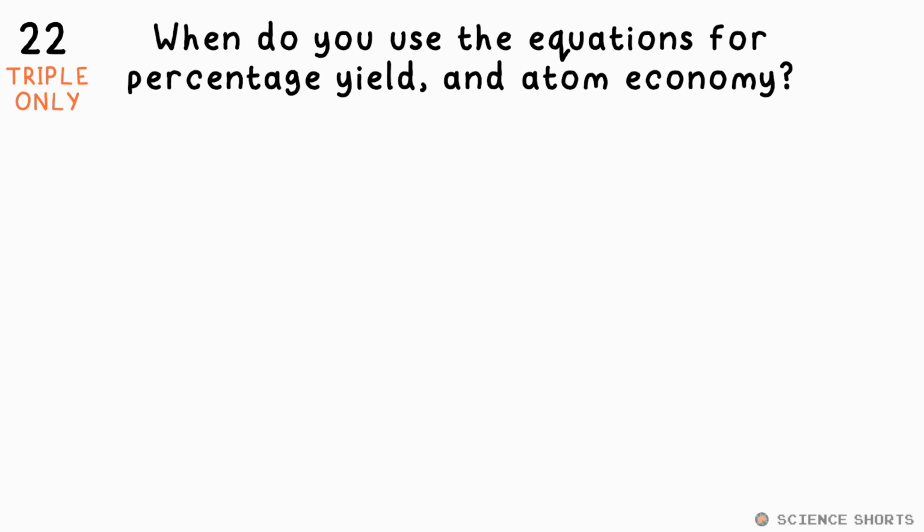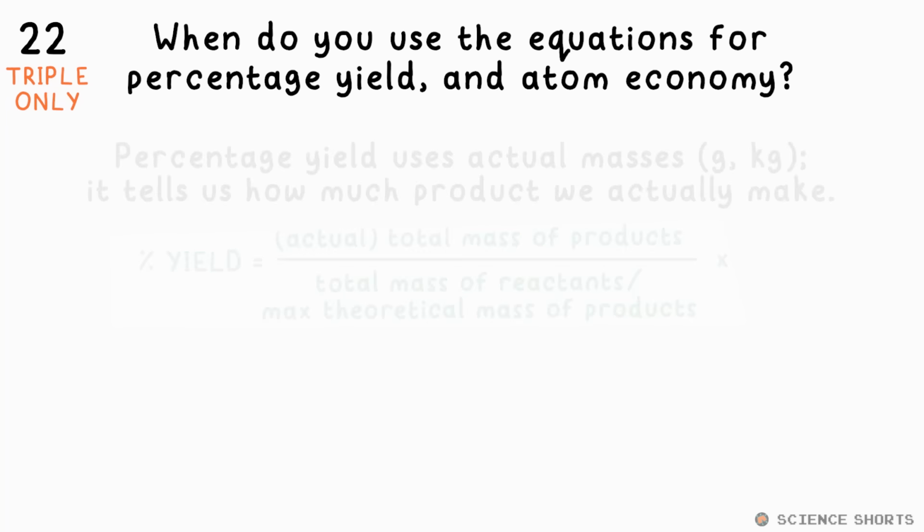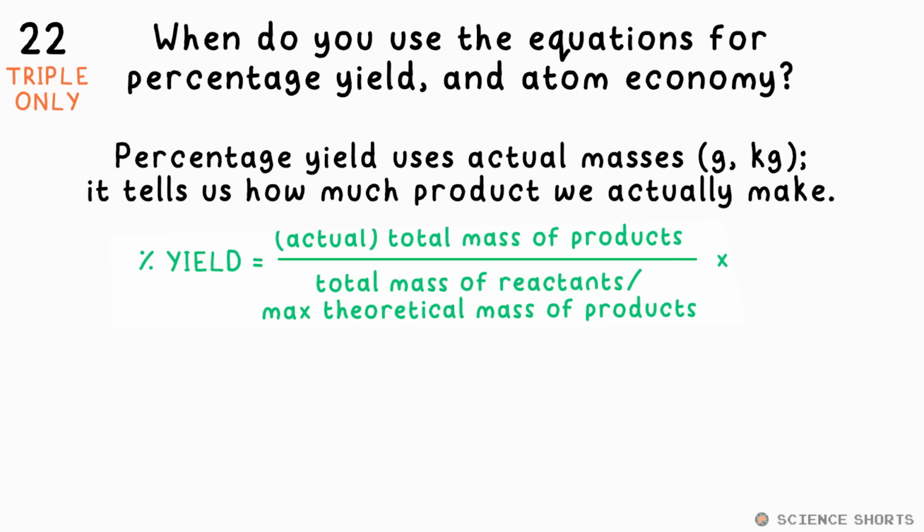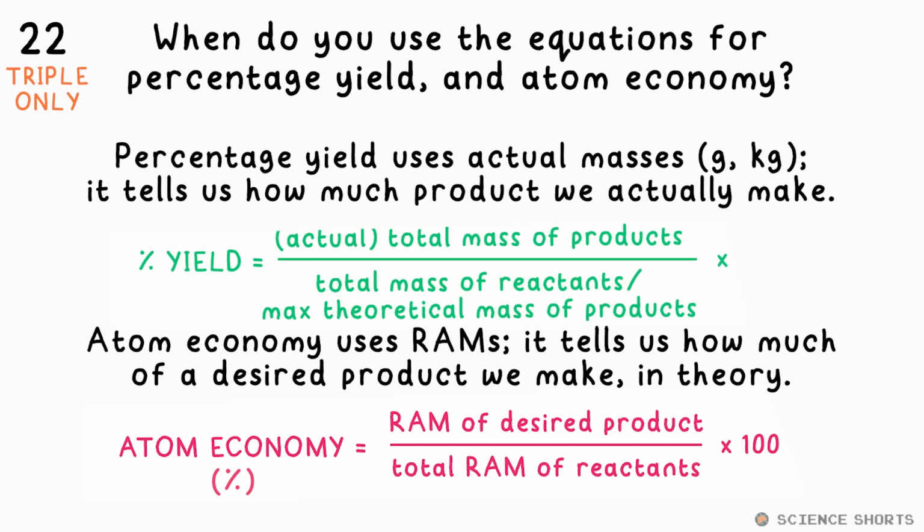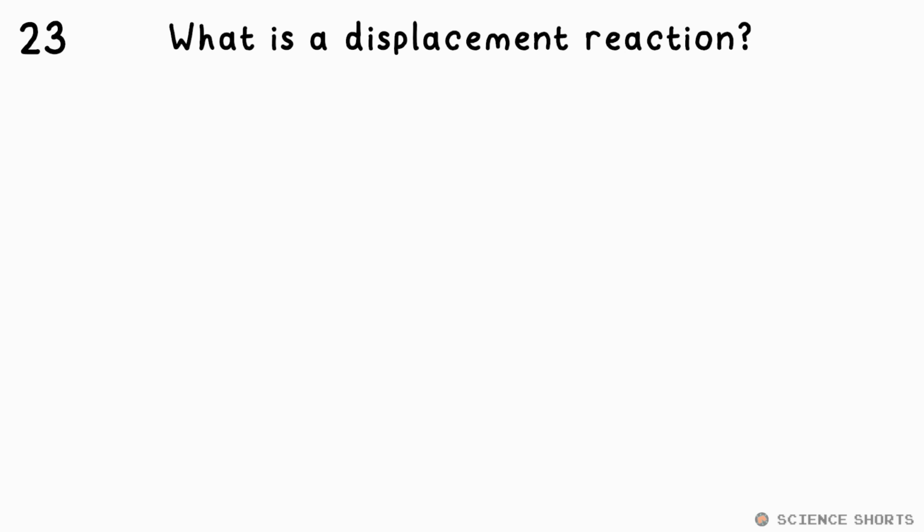When do you use the percentage yield and atom economy equations? You use percentage yield when you're given actual masses of reactants and products. We use it to find out how much of a product is made in reality. Atom economy, on the other hand, uses RAMs of reactants and products to find out how much of a desired product we'd get compared to the total amount of reactants used. What is meant by a displacement reaction?